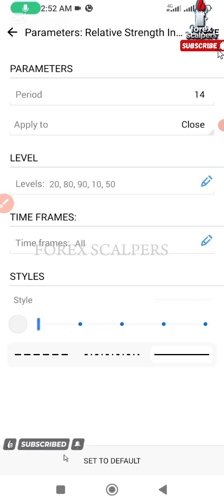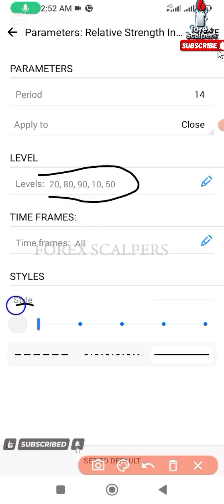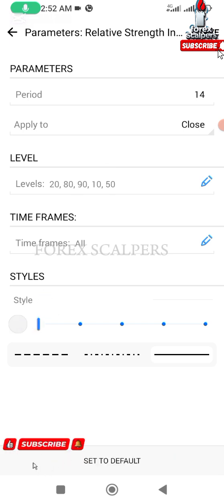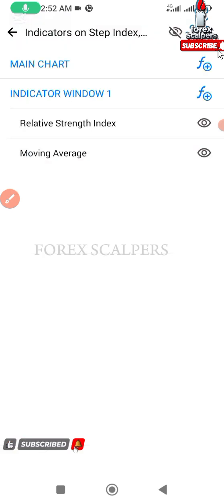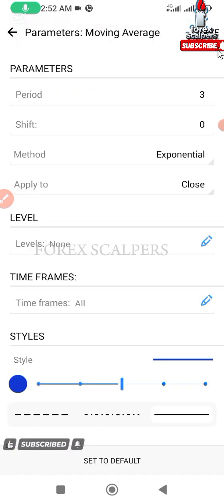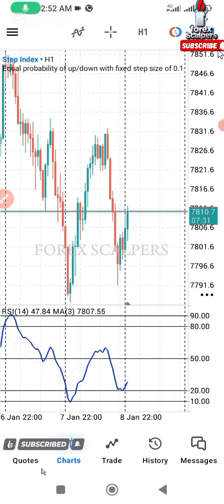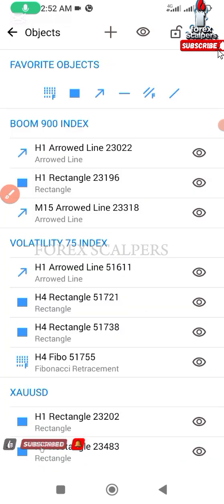This is the setting of the RSI, the period is 14, and of course here are the levels. This should be invisible. If your background is white, change this to white. If your background is black, change that color to black. Then we have our moving average. The period is 3, shift is 0. The method is exponential.